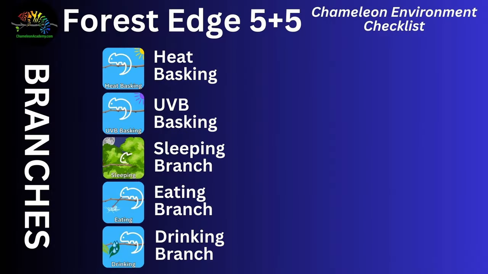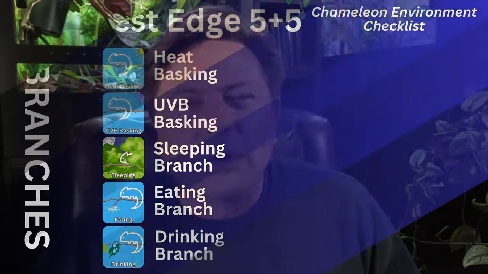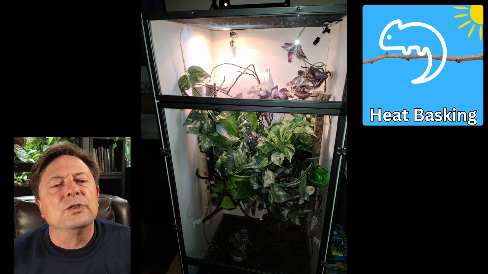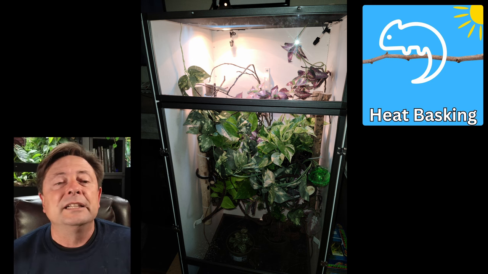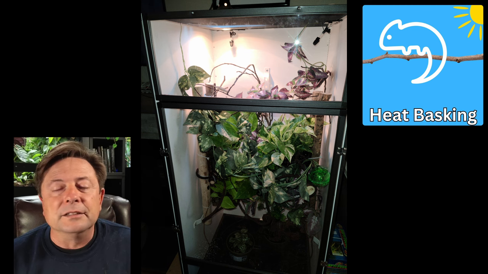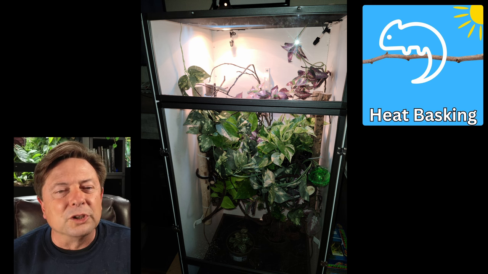Now, after the five gradients, we have the five branches. And once again, this doesn't mean that there's just five branches or that there's one branch for each function. It's a function, and we just need to make sure that there's one branch somewhere in the cage that fulfills this function. So the first one is the basking branch. We discussed this before. There is a branch that's under the basking light. It looks like it's at a good distance away from the basking light, so the heat is not going to be too bad. It looks like it's going to be an effective basking branch, so we're good with that.